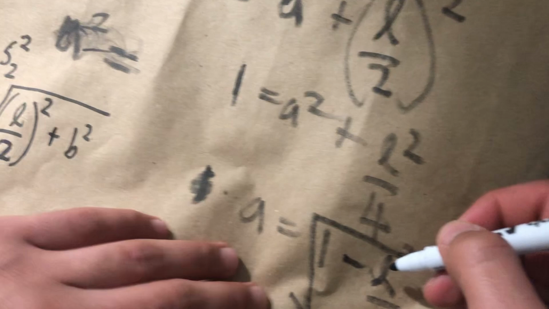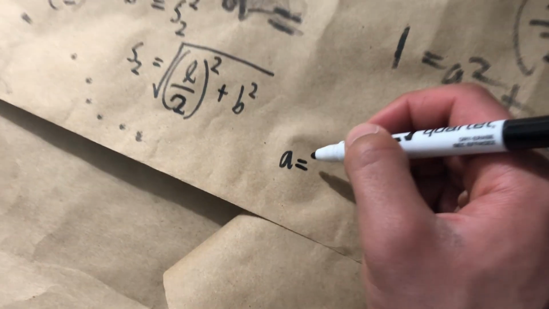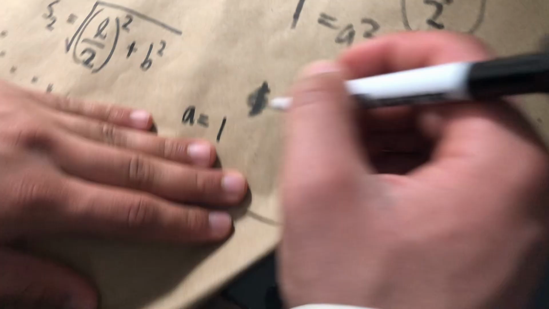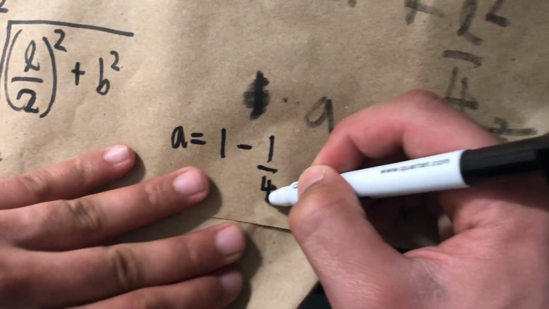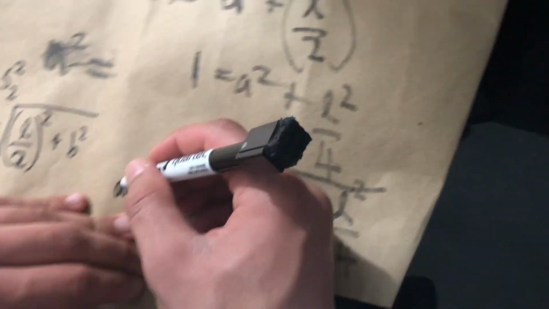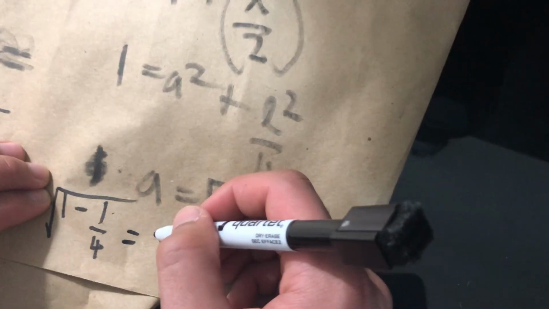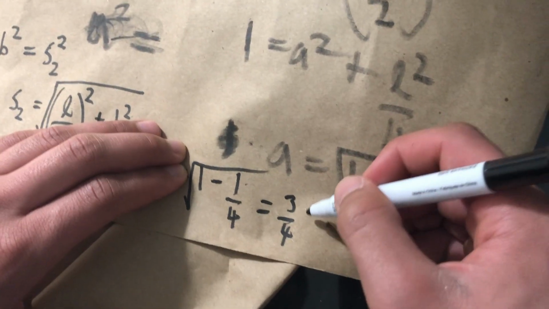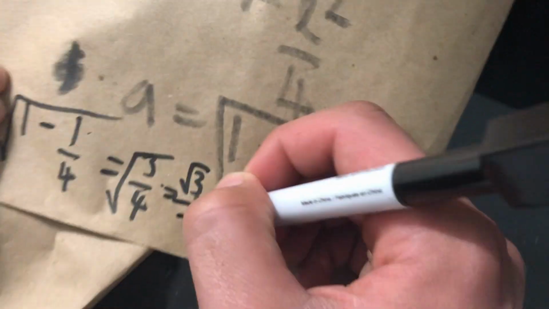If you know it's 1, you can say that A squared is equal to this, which is equal to 3 over 4, and taking the square root we just get root 3 over 2.